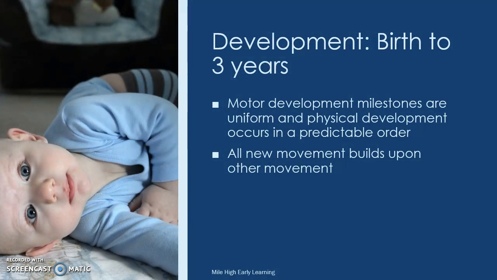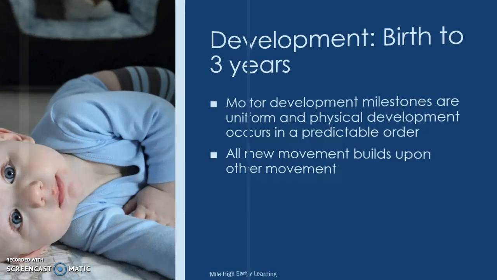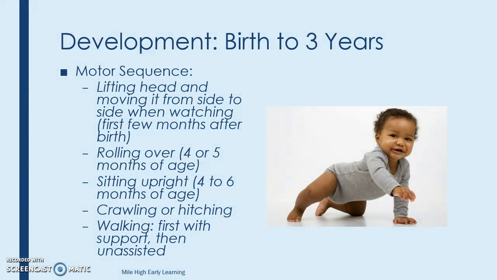When looking at development in infancy in terms of physical development, you have to understand motor developmental milestones, which is motor sequence, which we're going to talk about in a second. But there's a basic orderly uniform pattern, and they occur in a predictable order, and it's just all movement building upon other movement. So here's motor sequence here, and this should feel comfortable to everybody too, especially those of us who have been around infants.